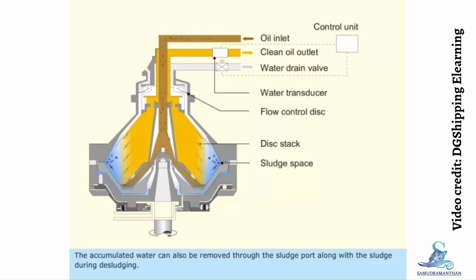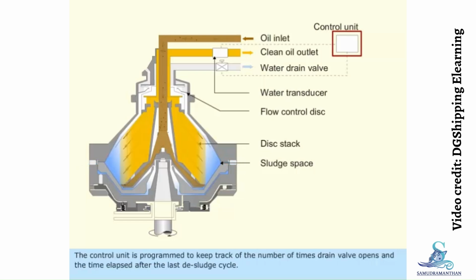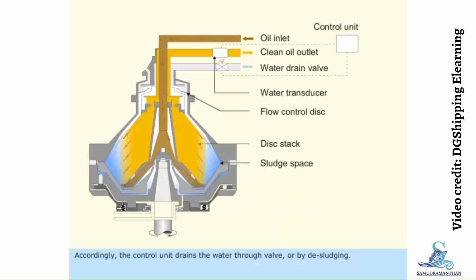The accumulated water can also be removed through the sludge port along with the sludge during desludging. The control unit is programmed to keep track of the number of times the drain valve opens and the time elapsed after the last desludge cycle. Accordingly, the control unit drains the water through the valve or by desludging.